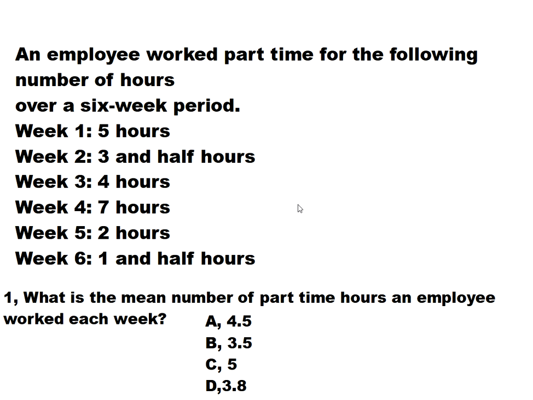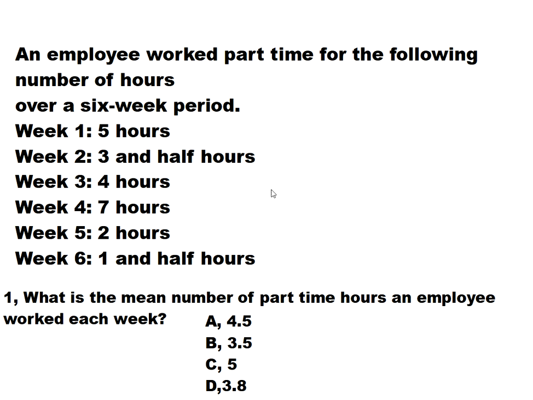An employee worked part-time for the following number of hours over a 6-week period. Week 1, 5 hours. Week 2, 3.5 hours. Week 3, 4 hours. Week 4, 7 hours. Week 5, 2 hours. And week 6, 1.5 hours. The question is, what is the mean number of part-time hours an employee works each week?